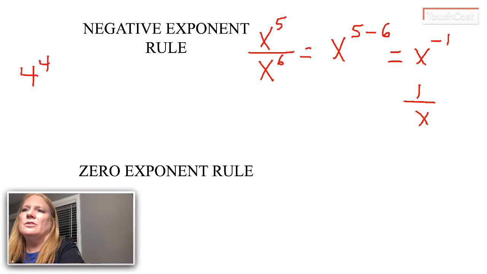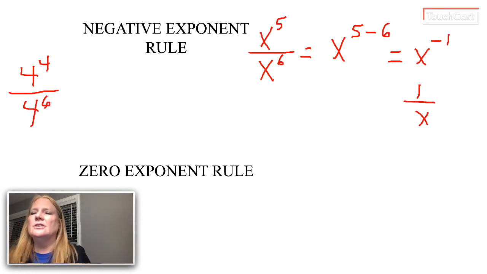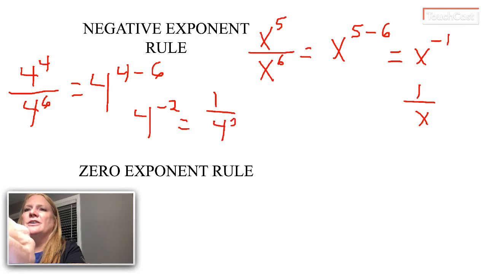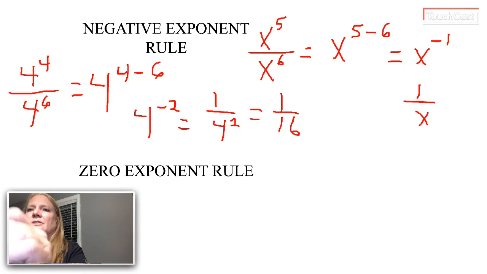to the 4th over 4 to the 6th. Notice right now we're using all the same bases, so that's how the rule applies. Again, this could be 4 to the 4 minus 6. That's going to be 4 to the negative 2, so that would be 1 over 4 squared, and your final answer would be 1 over 16.